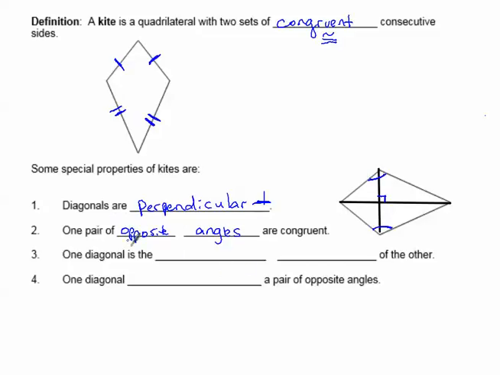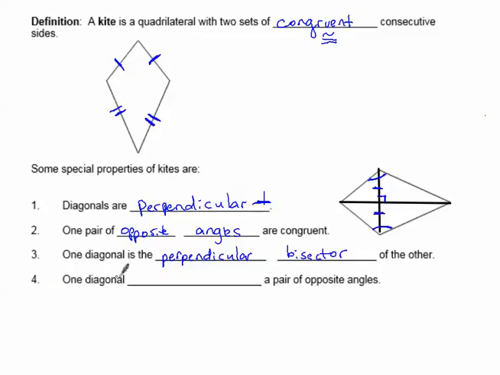One diagonal is the perpendicular bisector of the other. So we already got they're perpendicular. That just means they make 90-degree angles. But one is the perpendicular bisector of the other. So these two don't even look congruent, so it's going to be these two. Just make sure you don't lose your common sense when you're talking about this stuff.